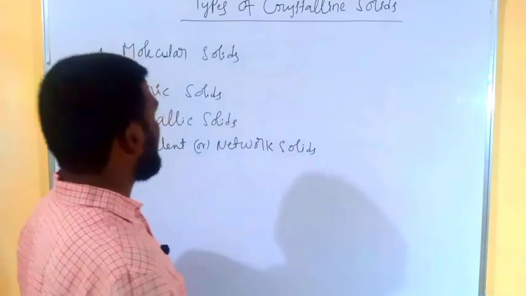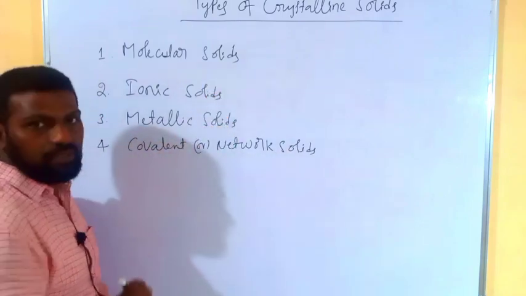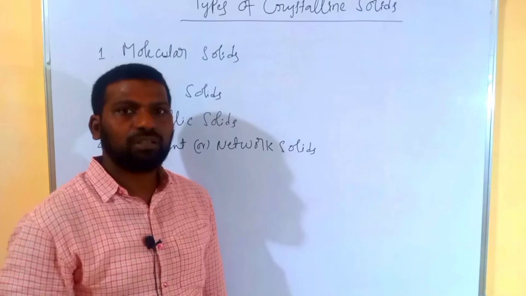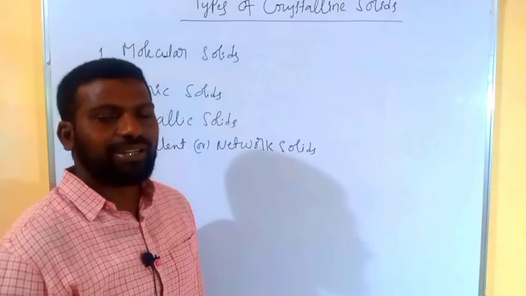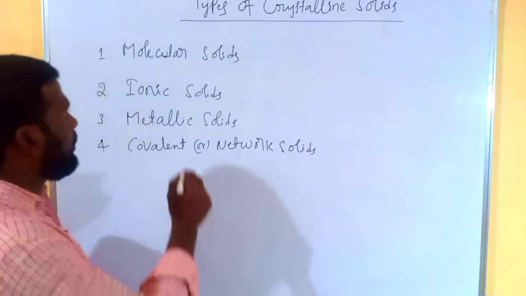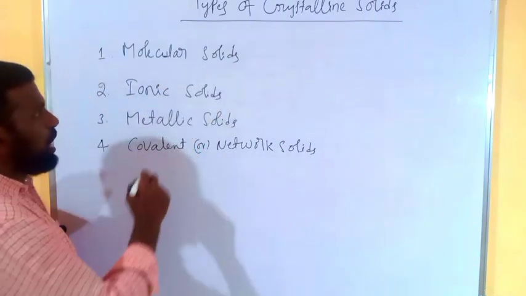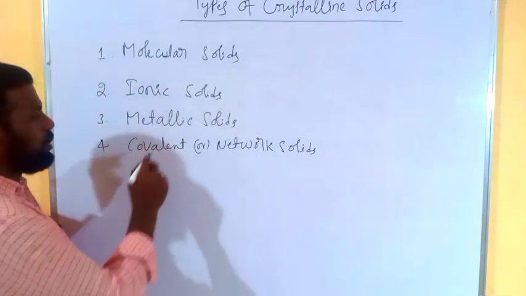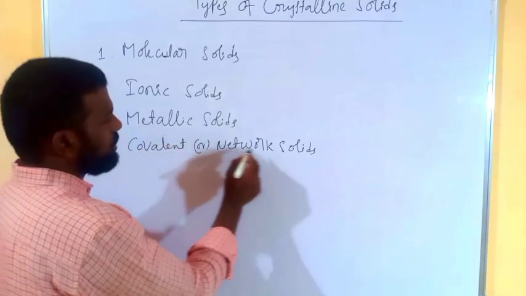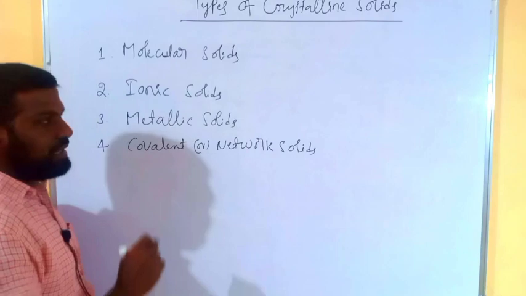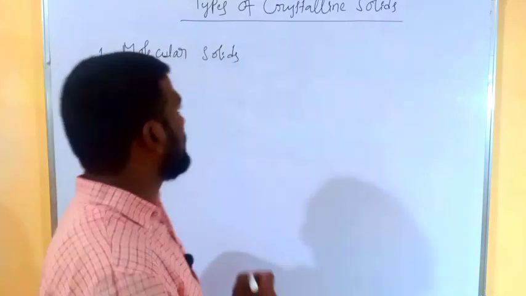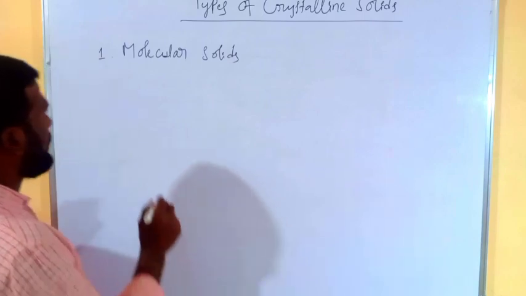Crystalline solids are classified into four types based on the nature of intermolecular interactions or the nature of bonding. Those are molecular solids, ionic solids, metallic solids, and the fourth one, covalent or network solids. Let's discuss one by one. First, let us start with molecular solids.